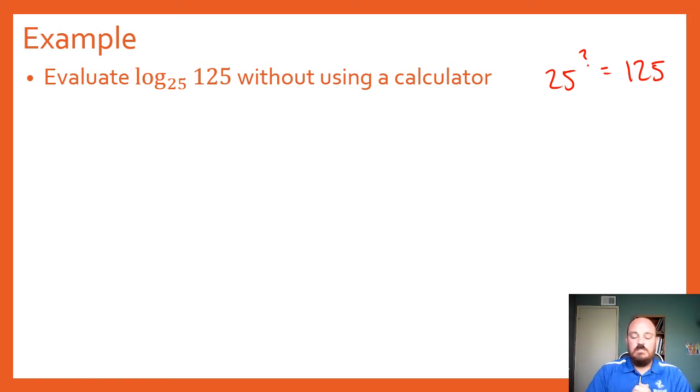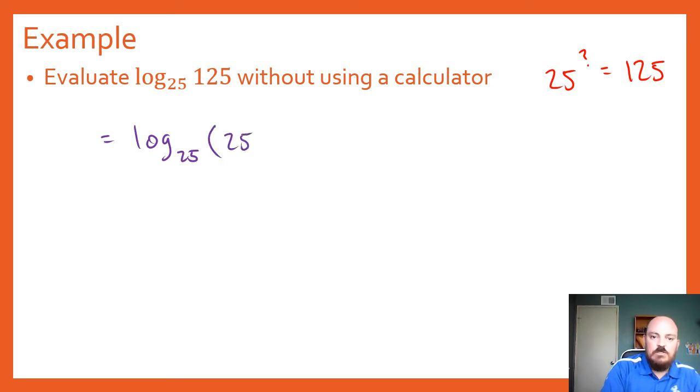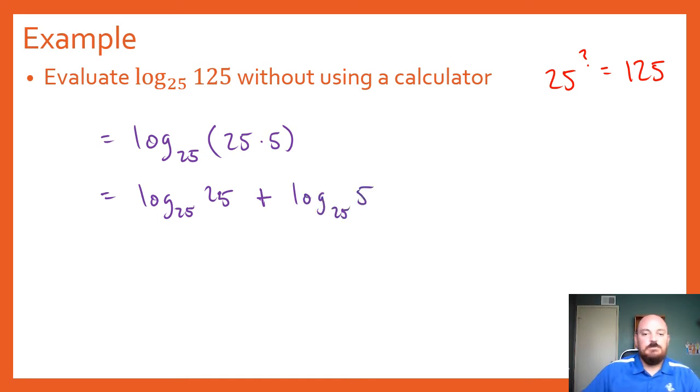But we're going to use our properties to break it down, and I'm going to show you a couple different ways to do it. So let's do this. Let me start off with the way I showed you with property 1. I'm going to rewrite this question as, instead of 125, I'm going to say, well, 125 is actually 25 times 5. And now I can use my u times v property. I can break it up. So I can have the log base 25 of 25 plus the log base 25 of 5.